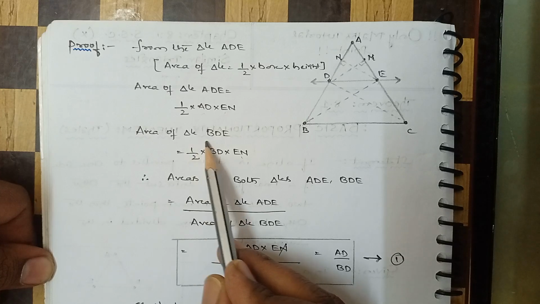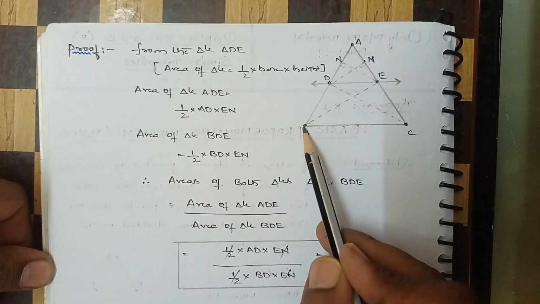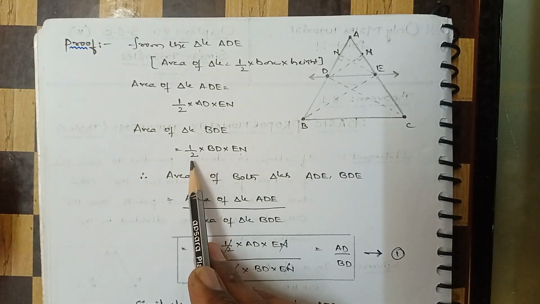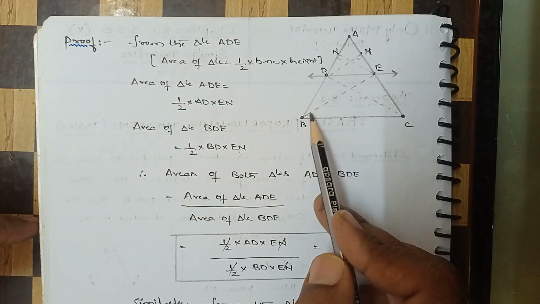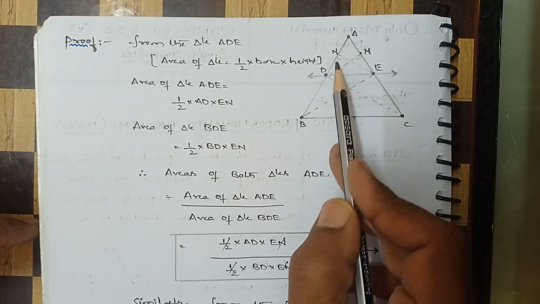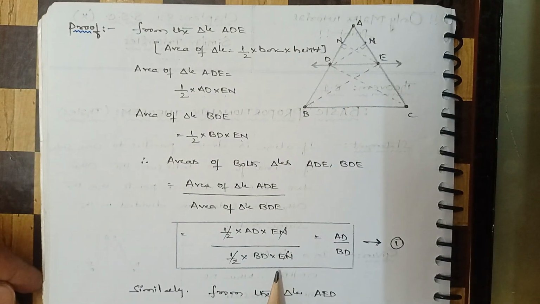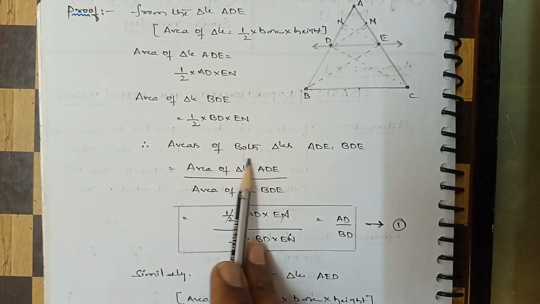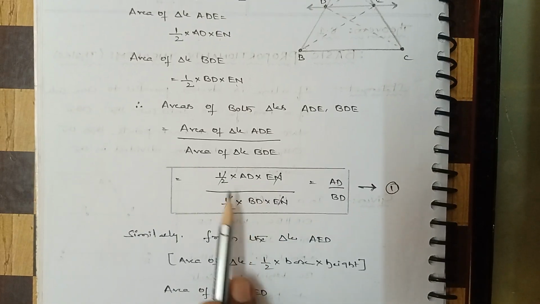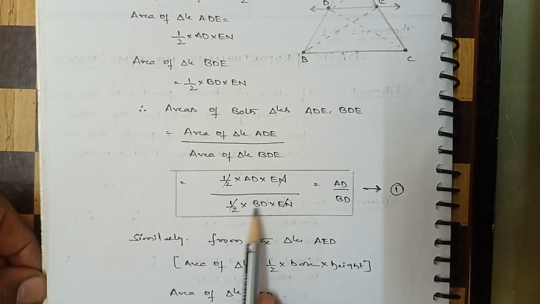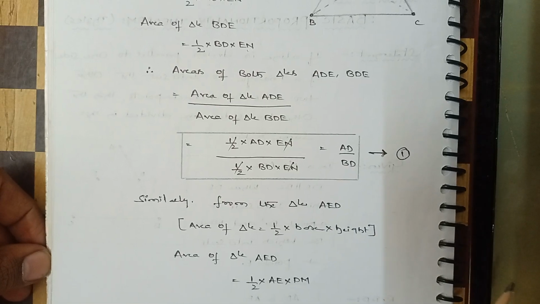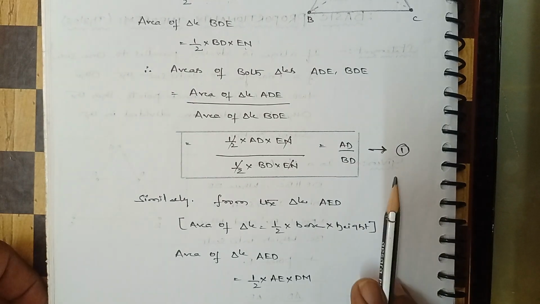Now from the triangle BDE, what is the area of a triangle? Half into base into height. The base is BD and the height is EN. EN is common for both triangles, that is the height. Therefore, if you compare the areas of both triangles, we get half into AD into EN by half into BD into EN. Cancelling like terms, we get AD by BD. That is equation 1.